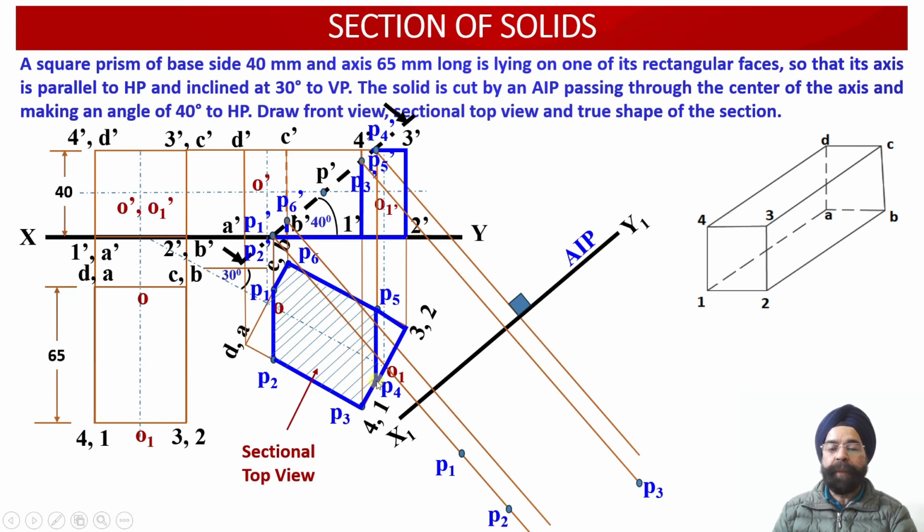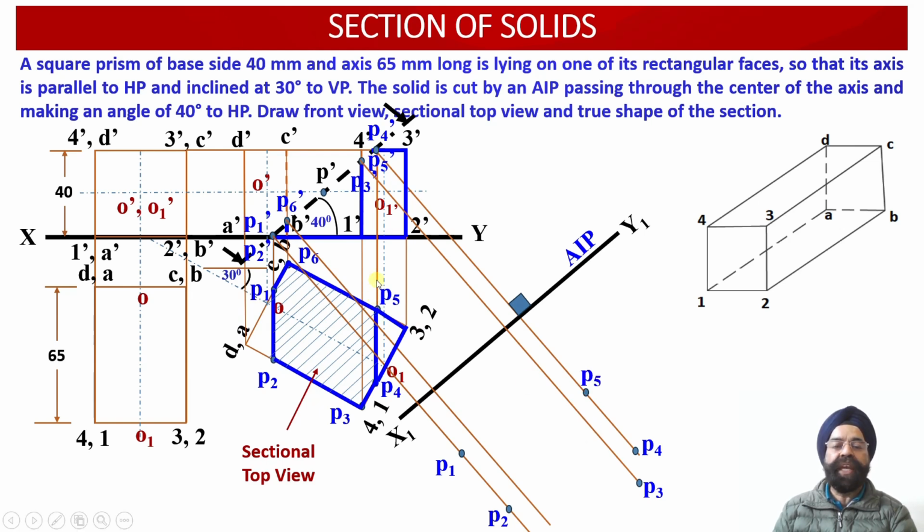Next point happens to be point P4. So we'll measure the distance of the point P4 from the XY reference line. Now this is the projector line corresponding to the point P4 dash of the elevation. So onto this projector line, the same distance of the point P4 will be marked from the previous plan projection view into the new auxiliary plan projection view over here. So the point P4 has been appropriately located in the new auxiliary plan projection view.